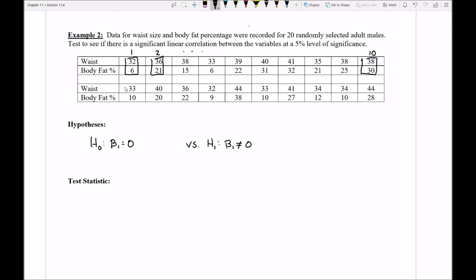Now on the bottom, what I have is just a continuation of the original top list. It's just too long for it to fit all on one line. So these numbers here are for person number 11, and if I was to continue all the way down, down here is person number 20. So if I was to enter this into the calculator, I could put all of my waist sizes in L1 on the calculator, so that way this is all a part of one list. And I would put my body fat percentages in L2. So I should just ultimately have 2 lists in the calculator.